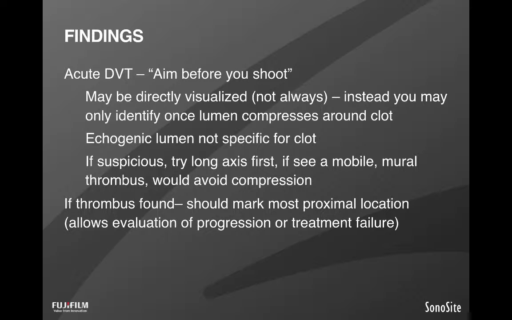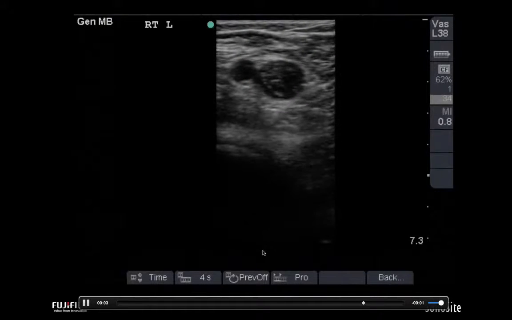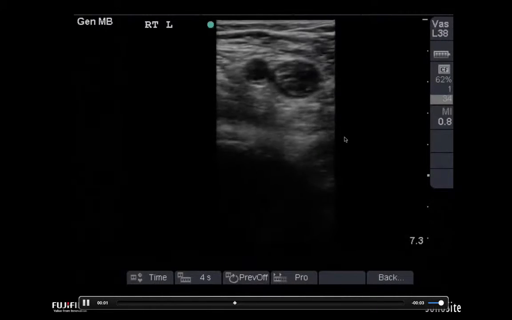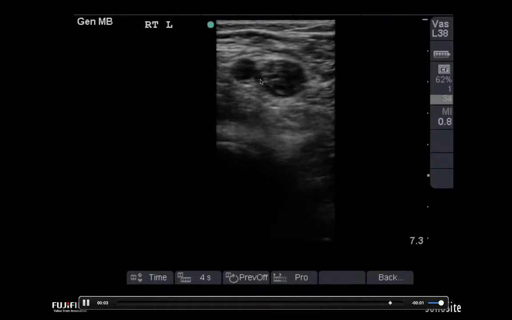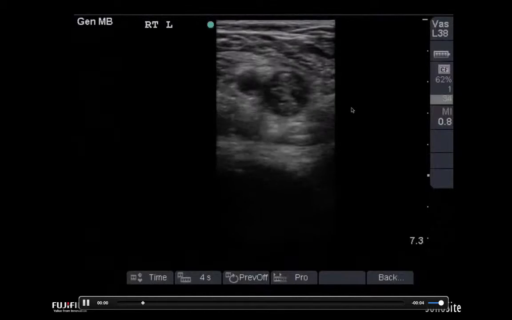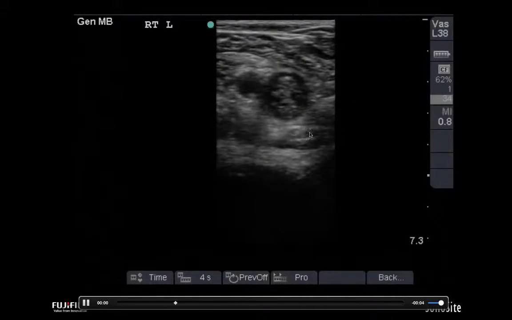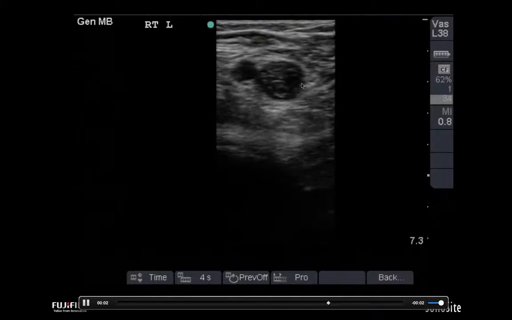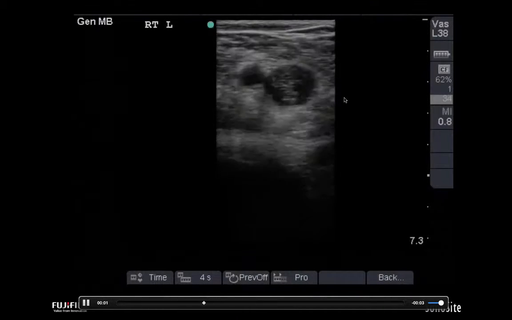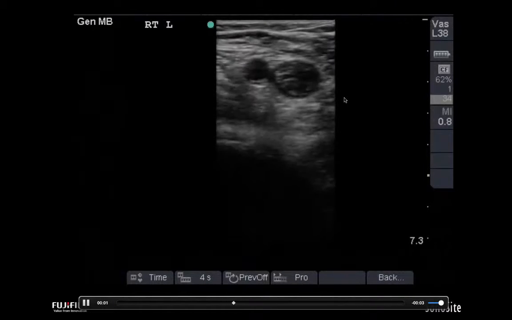And a lot of times you can see it directly. And you should mark where it is, and that way you can even follow it along on your daily exams. So here, this is an example of the common femoral vein of the right leg, right? The artery is lateral, and here under pressure with this linear transducer, can you see the anterior and the posterior wall approach each other? No, you cannot, and that's because there's echogenic material, thrombus, filled in the vein, and this is consistent with a deep vein thrombosis.